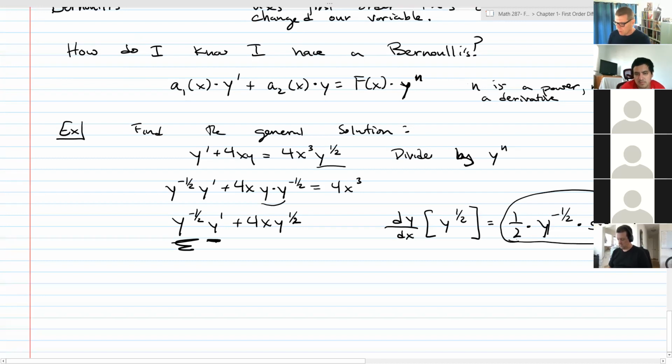Okay. So what we're going to do is let u equal y to the 1/2. Oh, by the way, this equals 4x cubed because we want the other side. So du is going to equal, like we said, 1/2 y to the negative 1/2 times dy dx, or y prime. Actually, let's use y prime because we're using y prime here, times y prime.